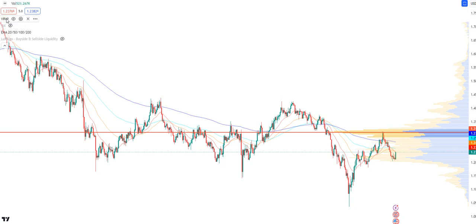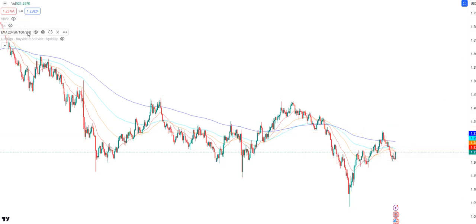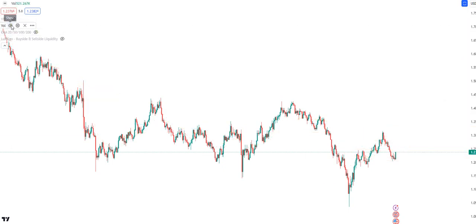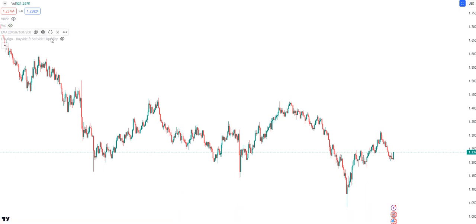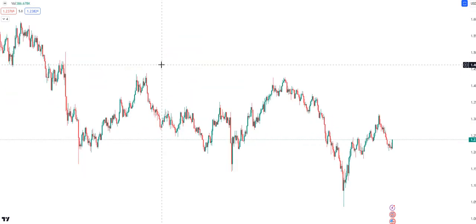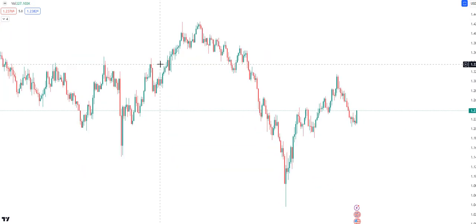I'm just going to show you a few indicators that I have and hide some of them. So volume profile, of course, the basic volume here, and EMA, and we have the buy side and sell side liquidity marked over here. Okay, alright, now without further waiting, let's get started.